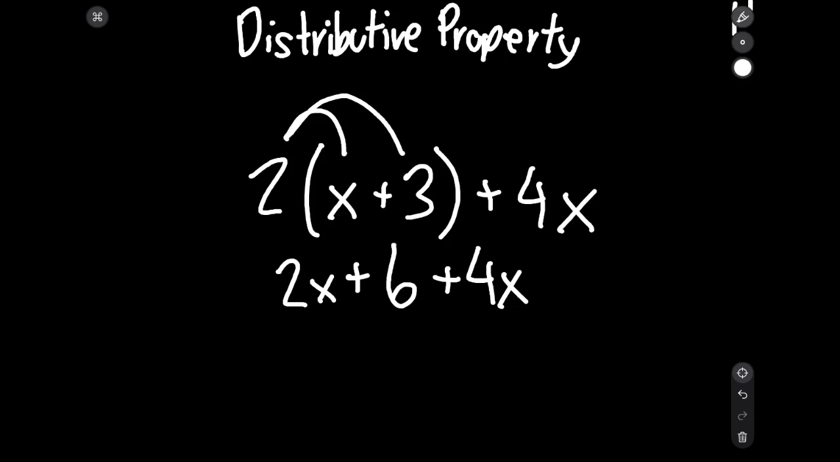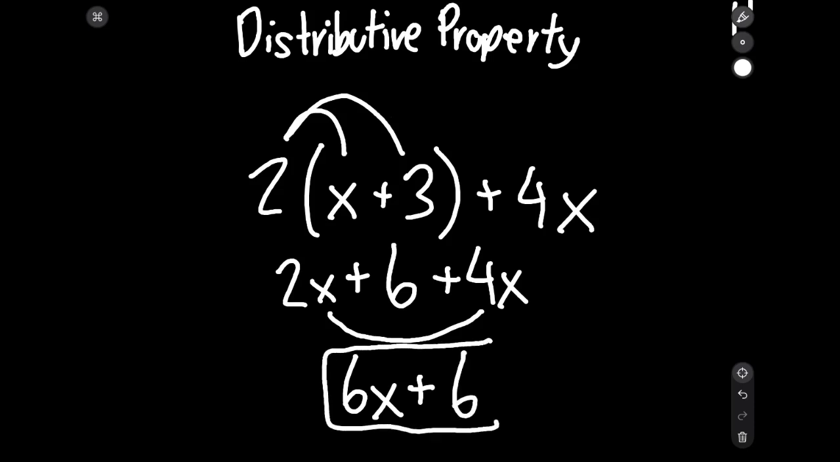So just like our last video, we now just combine like terms. So 2x and 4x are like terms, so then we get 6x plus 6, and that's our final answer.